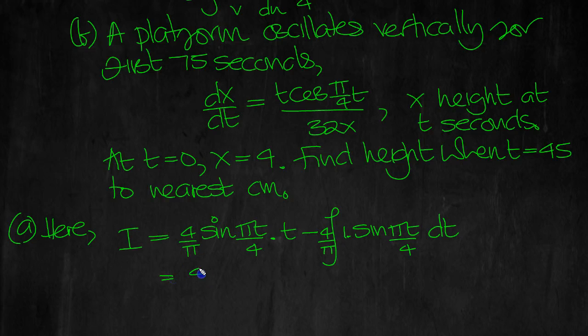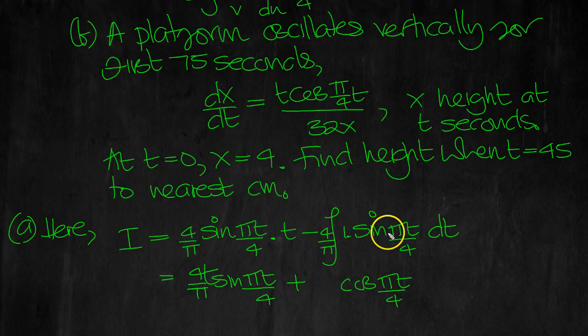So we get 4 over pi sine pi t over 4 times t, minus, now the integral of sine is minus cos, so that will become a plus. We'll have cos pi t over 4. Then when we differentiate this to get minus sine, a pi over 4 comes out, so we'll need another 4 over pi. So that will be 16 over pi squared. Well, that's the integral, plus a constant of integration.